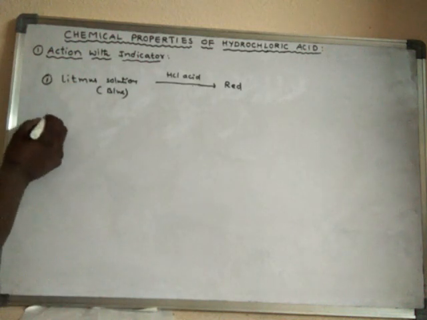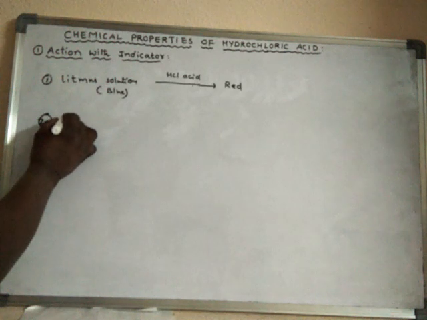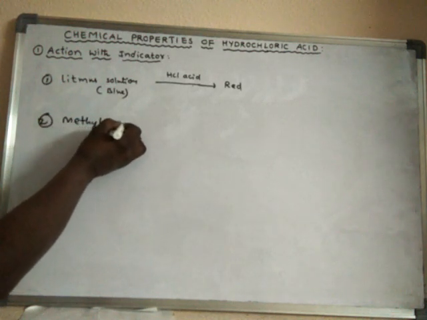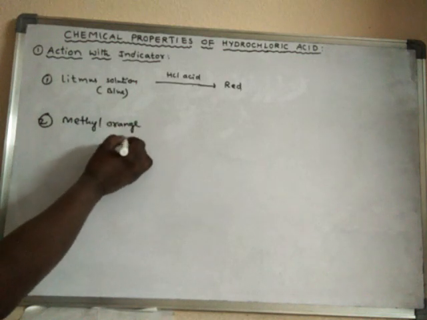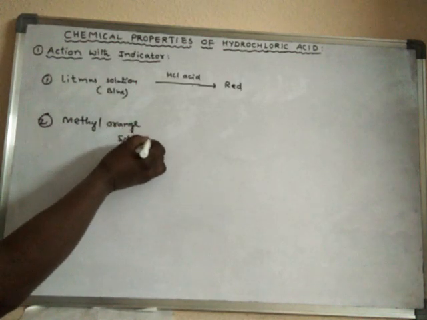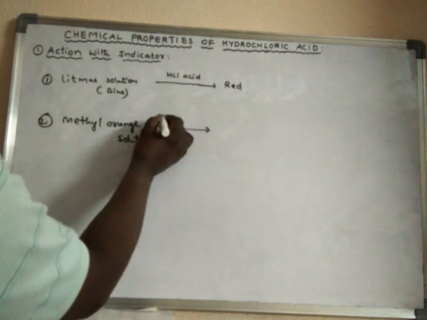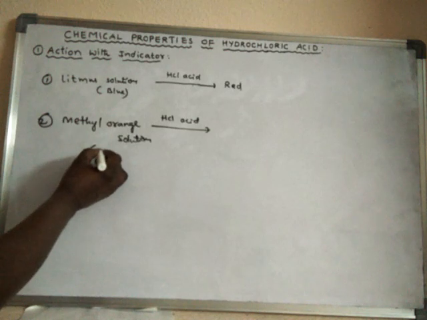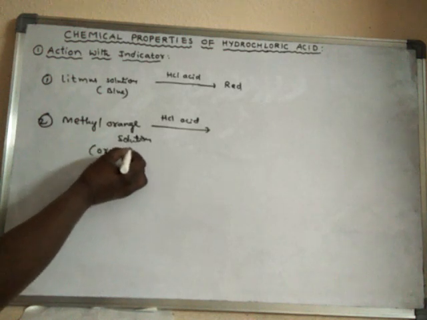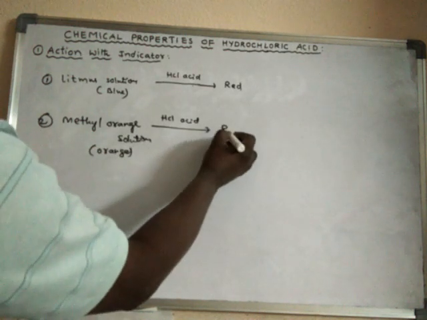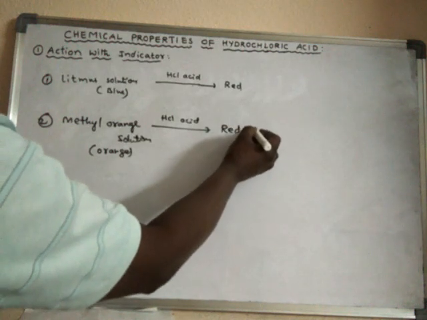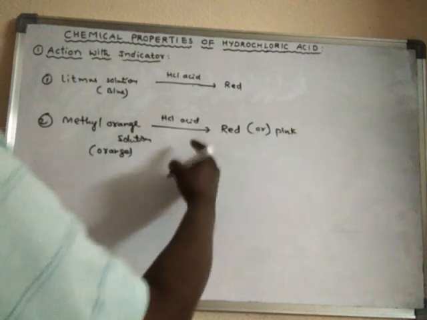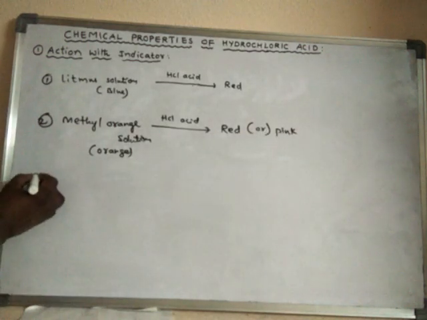Next, methyl orange solution. In the presence of hydrochloric acid, originally it is orange in color. It will turn into red, red or pink color, somewhere in the range between red and pink.